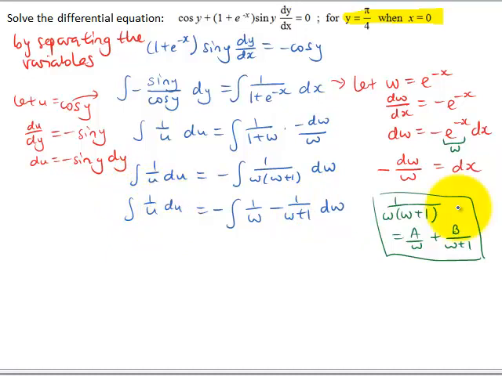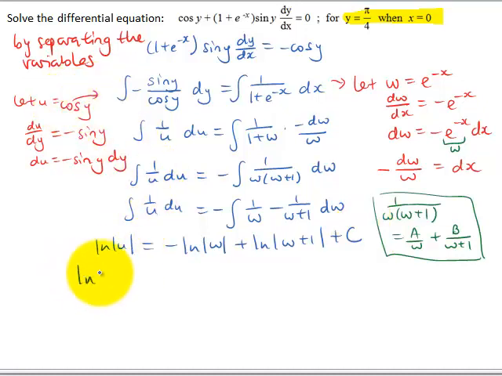So I think I'm ready to perform integration. Integrate 1 over u is ln u. Integrate 1 over w is ln w. So I have negative ln w. Integrate 1 over w plus 1 is again ln. I have a negative and negative, which makes a positive. And a plus c. Now let me sub the u back. u is cosine y. Let me sub the w back. w is e negative x.